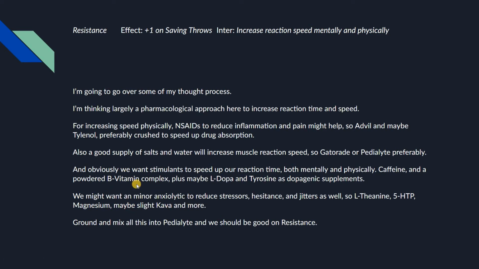So taking a minor anti-anxiety pill would probably help as well, because it evens out the mind and reduces hesitation, jitters, and stressors, and it allows you to focus just a little bit better. So L-theanine, which is a common supplement, and 5-HTP, a common supplement. Magnesium is a salt, but fairly common to get. And kava is a plant drug. That might be helpful, and there are more you can look into.